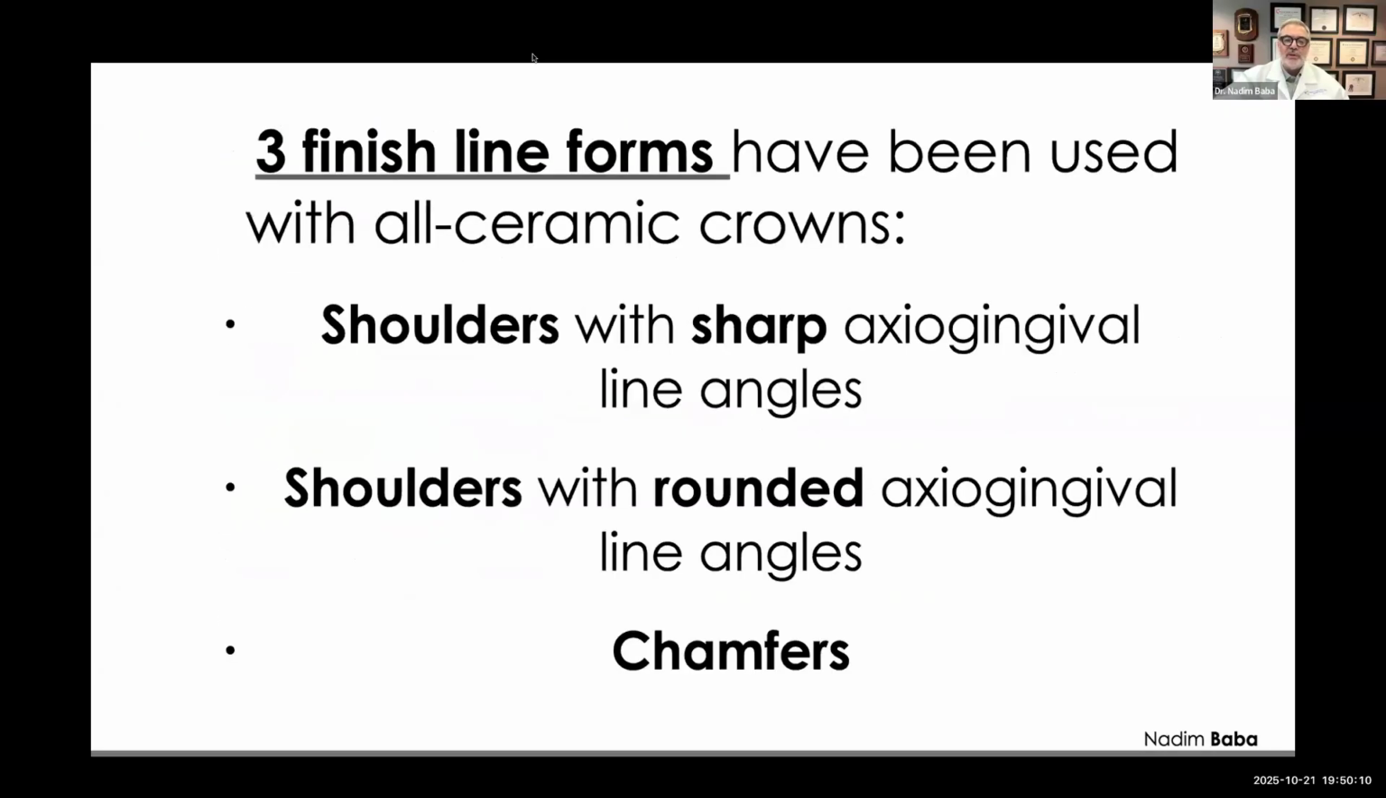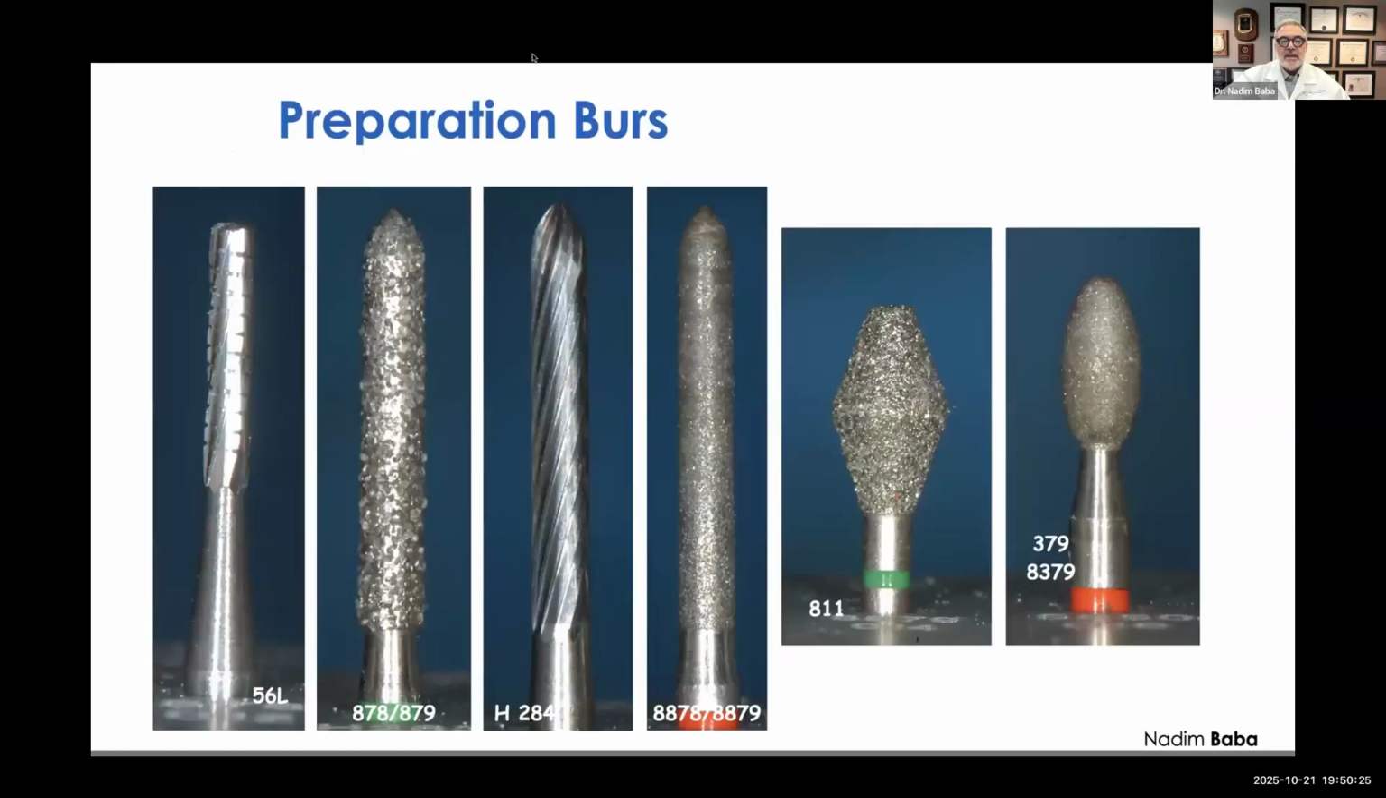Now, when you look at the tooth preparation, there are 3 finish line forms that have been used with all ceramic crowns. Shoulders with the sharp axial gingival line angle, shoulders with rounded axial gingival line angles, and chamfers. Now, again, you can use any burr you want, but this is what I personally use.